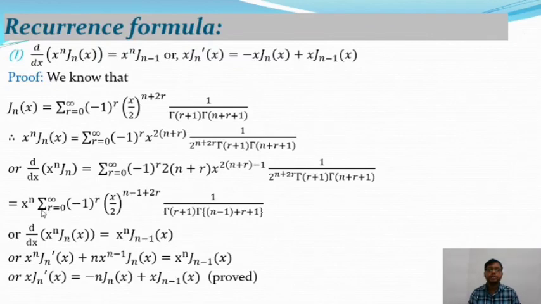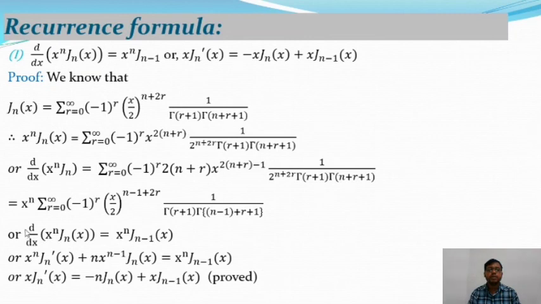Okay, so d by dx of x to the power n into Jn of x, that means the nth order Bessel's function, will be x to the power n into J n minus 1 of x. So hence the proof of the first part of the recurrence formula. And the second part: after differentiation, we will get x to the power n into Jn dash of x. Okay, the derivative of the product is Jn dash x plus derivative of x to the power n, so it will be n into x to the power n minus 1 into Jn of x, in that case where Jn of x is constant. Okay, so this is equal to x to the power n into J n minus 1 of x.